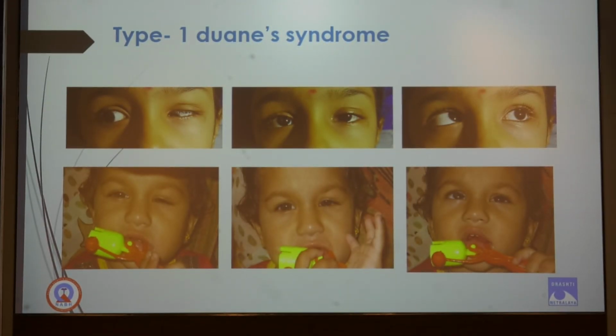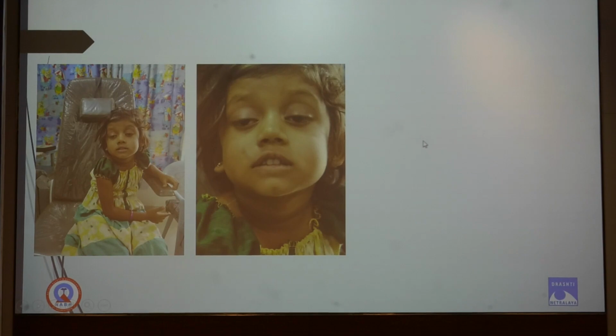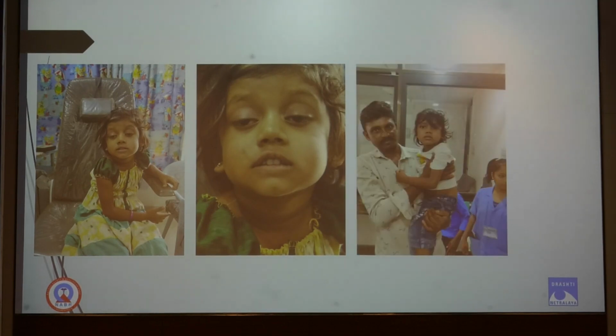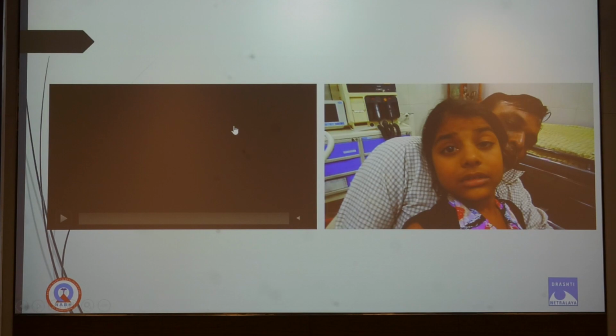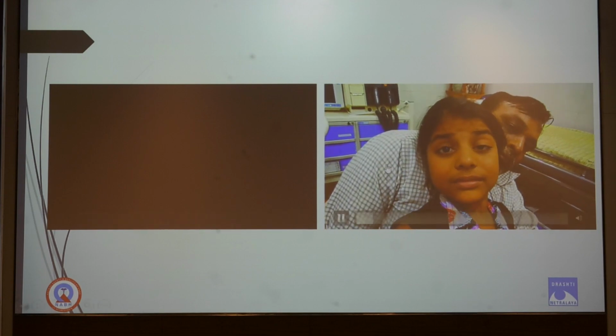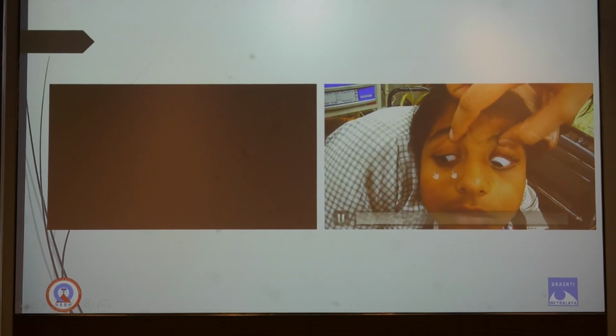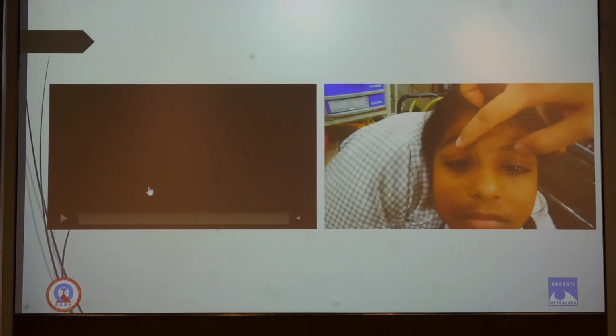Duane's type 1 retraction syndrome. This baby presented to us with esotropia, sometimes with the eye not moving, but the father gave a complete history that in the morning she opens the eye like this. After an acetylcholine test, which was negative, we still insisted on a neostigmine test in this baby. She is 6 years old, and immediately after neostigmine she could move the eye.